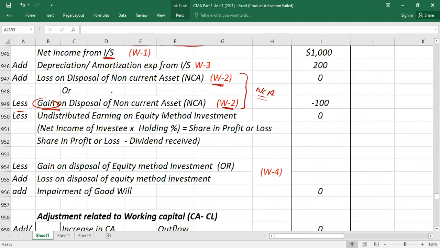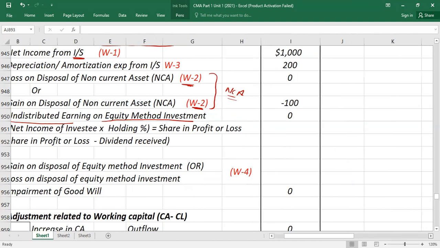Now here, next item which we are going to discuss. This topic we will study almost entirely in unit number 3. The adjustment which I am going to tell you now, I will tell you the specific data which you have to perform in order to complete the cash flow statement. Right? So here, what's written here? If you look here, it's written undistributed earnings on equity method investment. Please remember here, let me tell you a little bit of background of this.